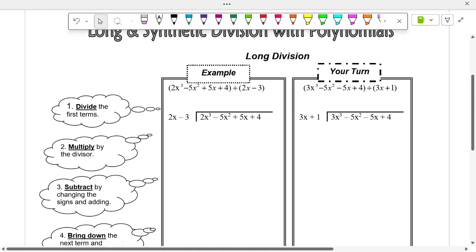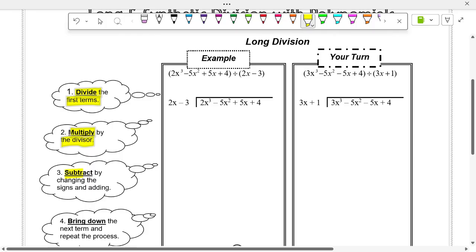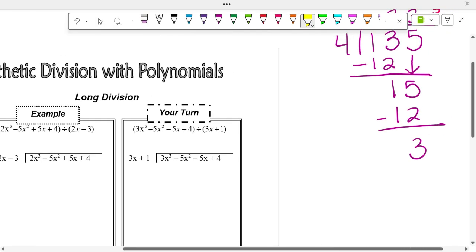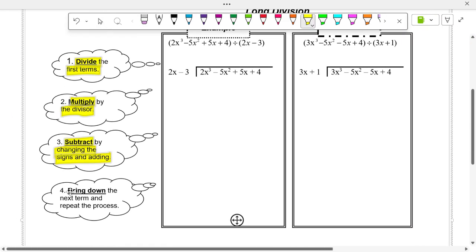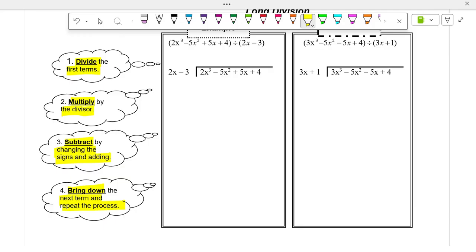So when it comes to polynomial long division, you divide the first terms of each expression. You multiply by the divisor, which is what you're dividing by. You subtract by changing the signs and adding. Then you bring down the next term and repeat the process. So it's a process. The good thing about this is that it just keeps repeating. All right. The bad thing about this is that it takes a little bit. All right.